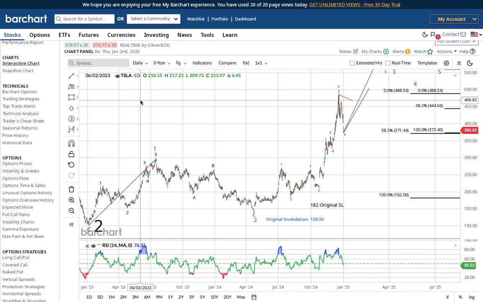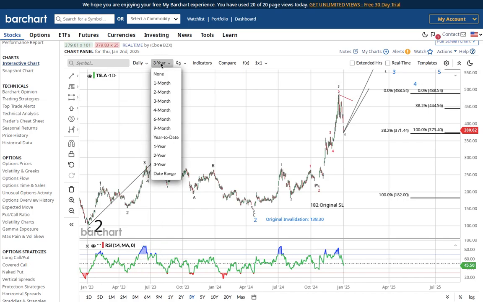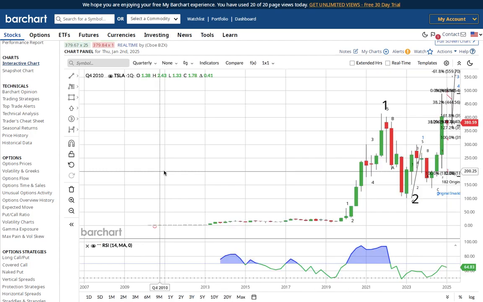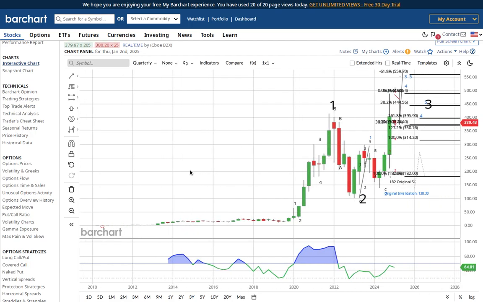We're going to see Tesla is ending a correction on 1 degree. But before we get into that small degree, let's zoom out and talk about Tesla in the bigger picture. It's going to look a little messy.